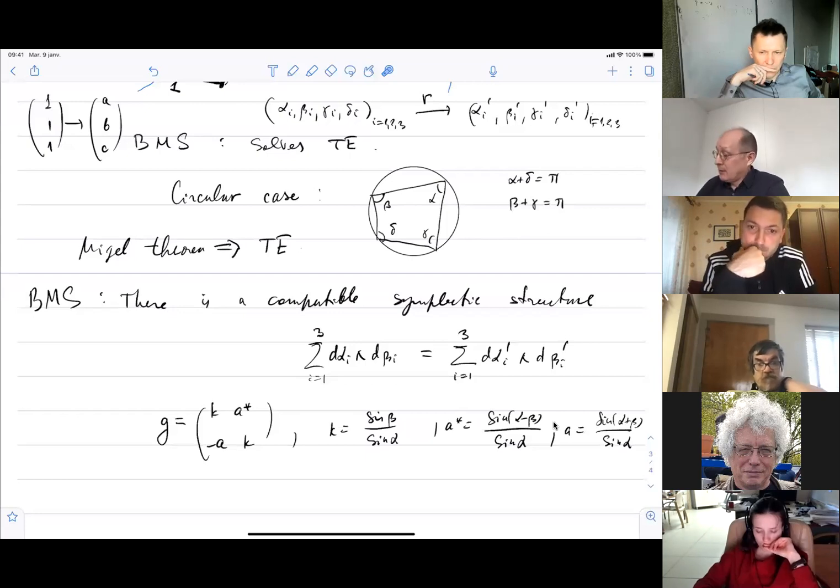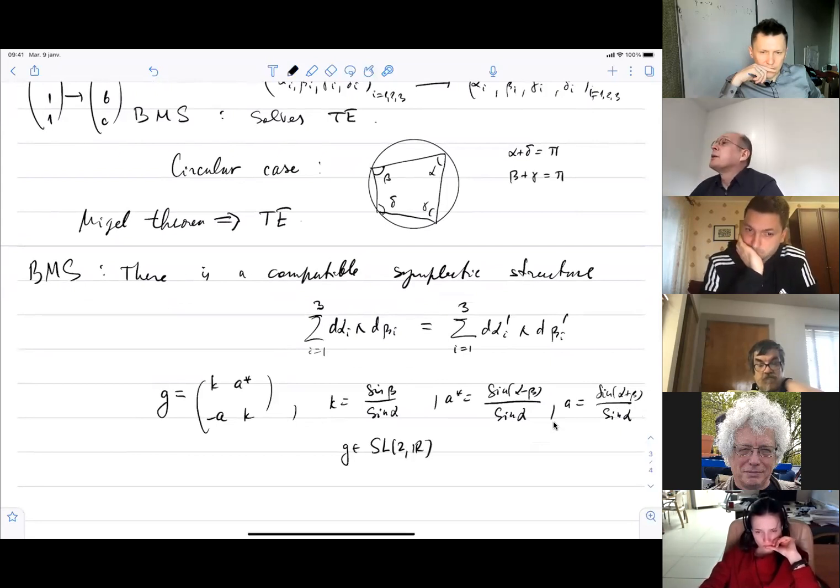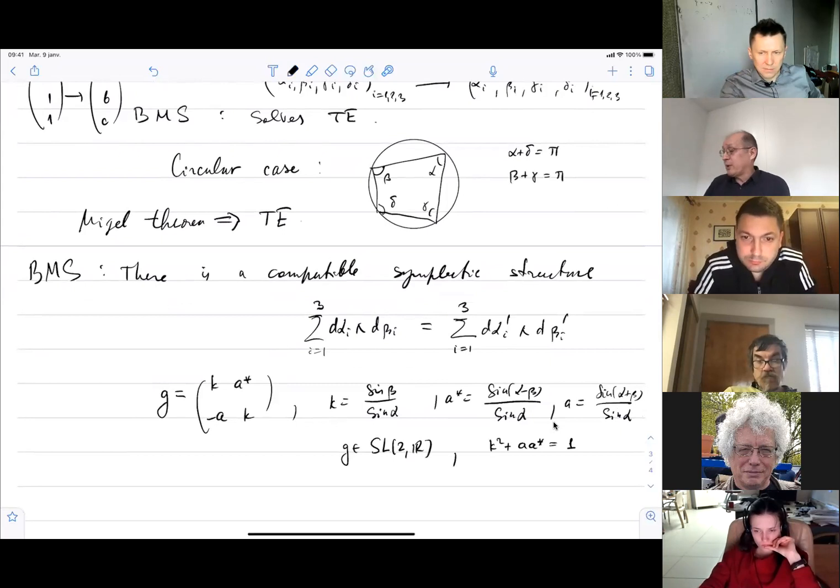But otherwise, yeah, and maybe I finish the description here. So first of all, you can observe that G is actually an SL2 matrix, SL2R, and additionally K squared plus A times A star is 1. This is the actual determinant of it, right? So this is equivalent. And this is true. So the matrices are SL2 matrices.